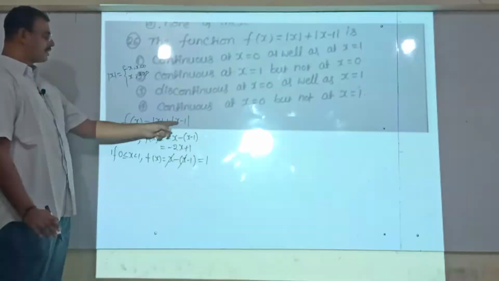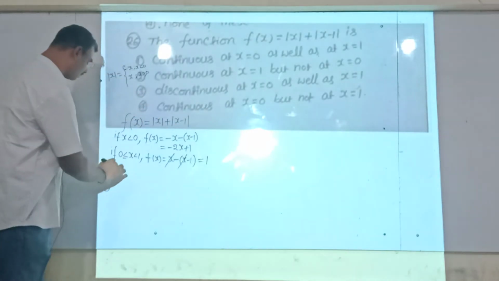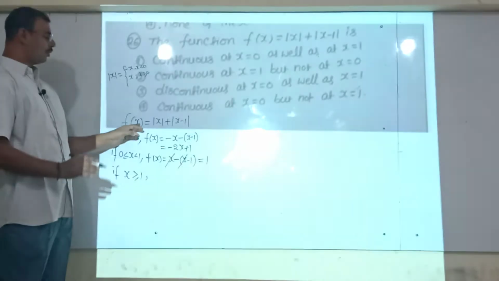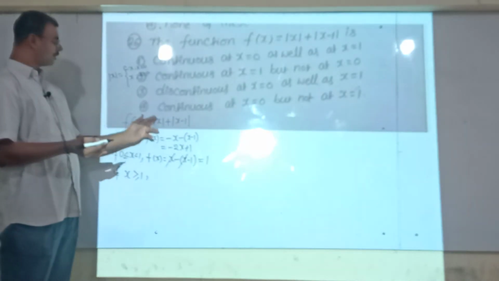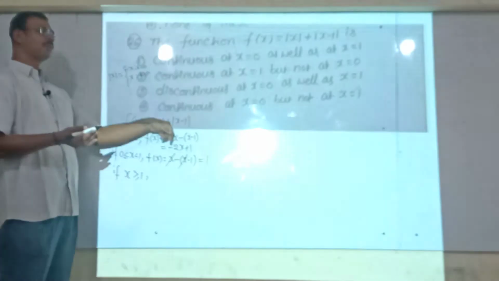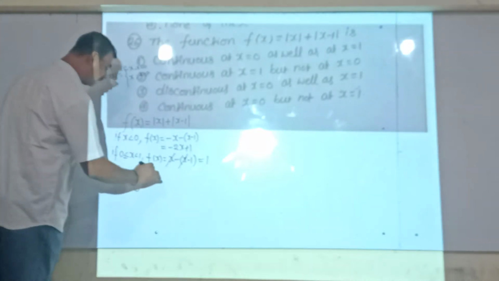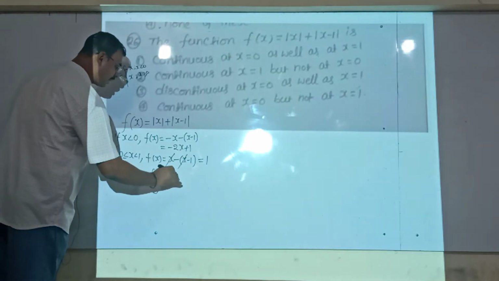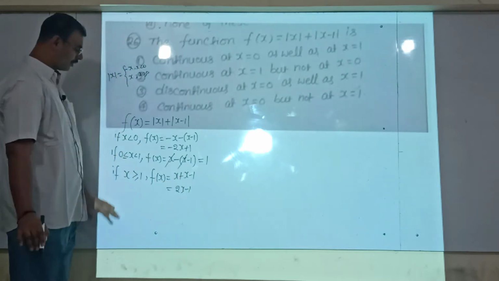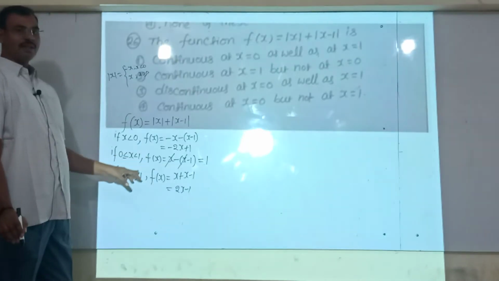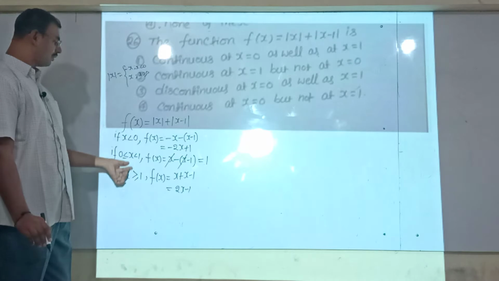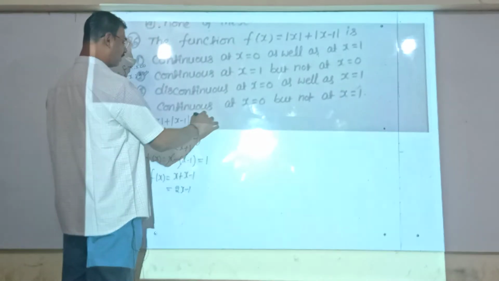The next case, when x is more than or equal to 1, then more than 1 means both are positive. Suppose you take 2, mod of 2 is positive. Mod of 2 minus 1 is also positive. So f of x is equal to x plus x minus 1. This is equal to 2x minus 1. So these are the three conditions. So I break the condition like this. After finding all the intervals, I get the function.